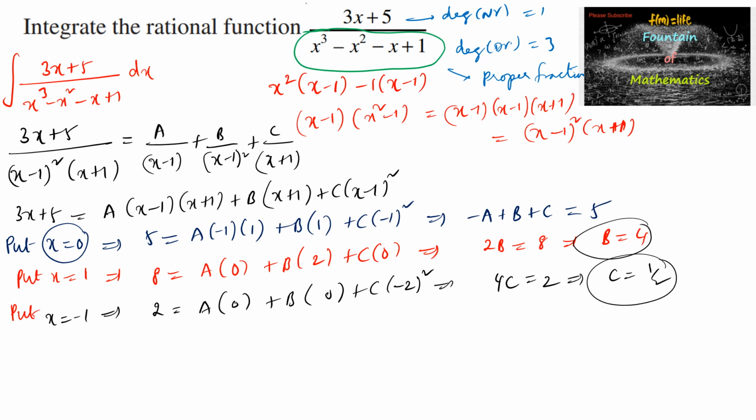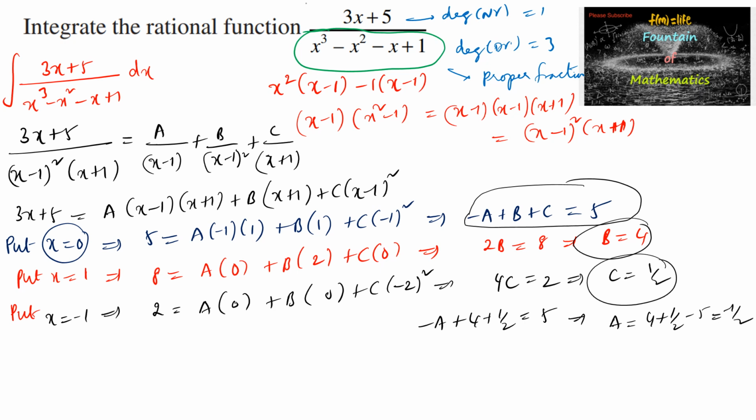Now substitute B = 4 and C = 1/2 in the first equation. So we get −A + 4 + 1/2 = 5, or we can write A = 4 + 1/2 − 5, that is −1/2. So the value of A is −1/2.